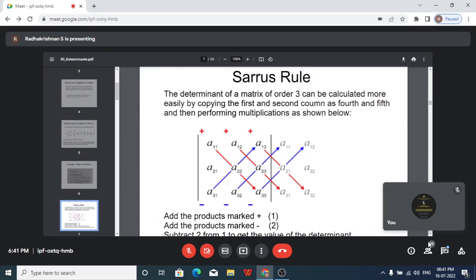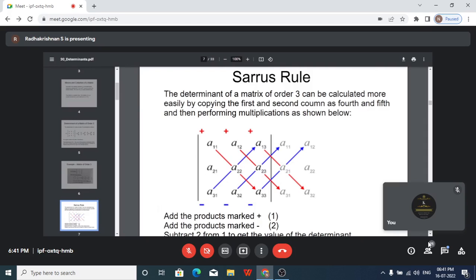As you add them like shown in the picture, you simply take the products from top to bottom like this: A11 into A22 into A33, plus A12 into A23 into A31, plus A13 into A21 into A32. So the red lines are clear. You multiply those three elements, and add them up. So that is one value.